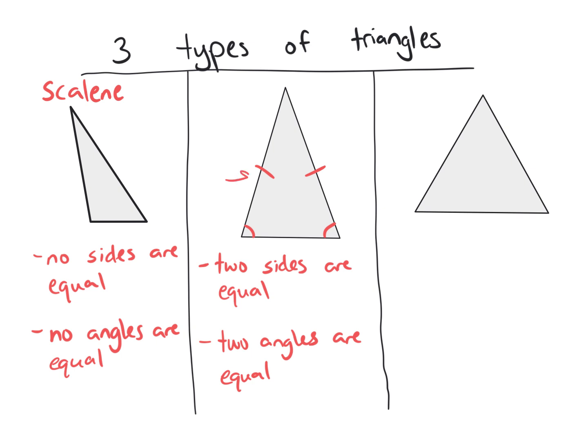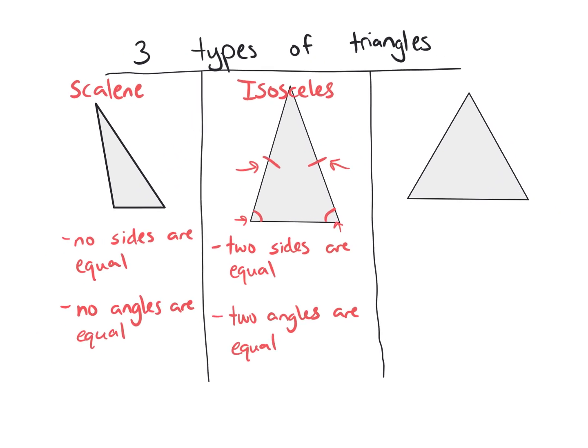I need to talk about these little tick marks. You're going to get used to them a lot and you're going to be using them. Those mean congruent. Same thing with these little arc symbols. Those mean congruent. So whenever you see those in pictures, you can assume that they mean congruent. What is this triangle called with two equal sides? Isosceles. Good.